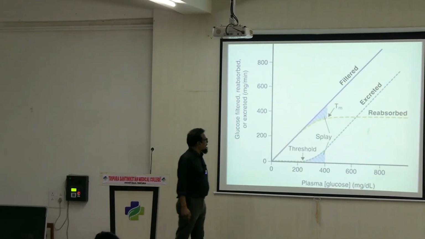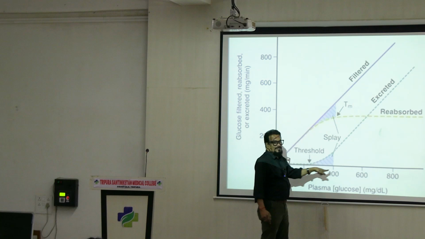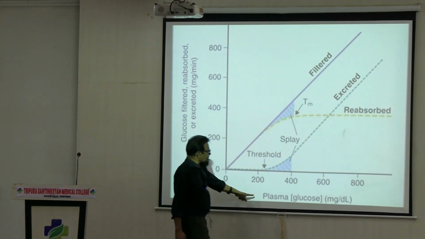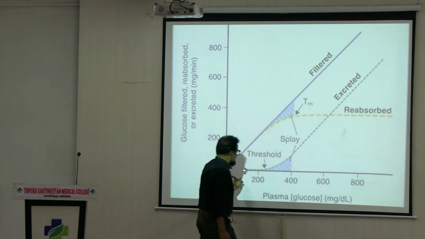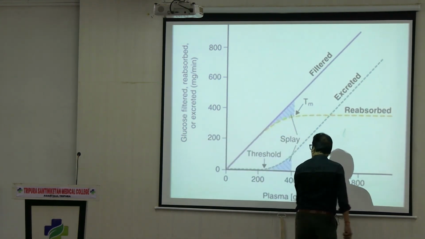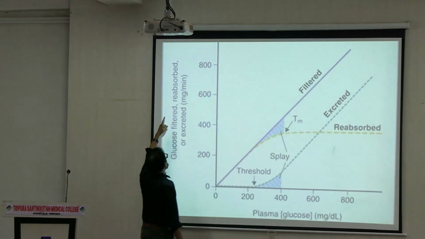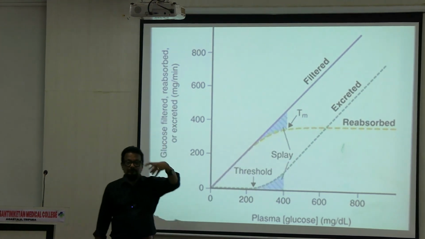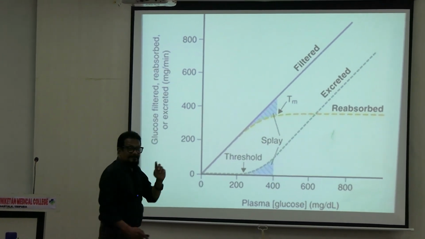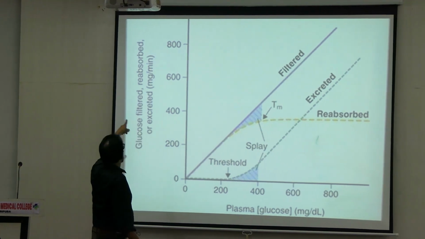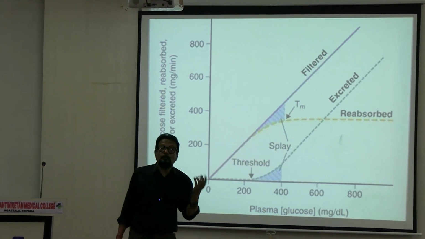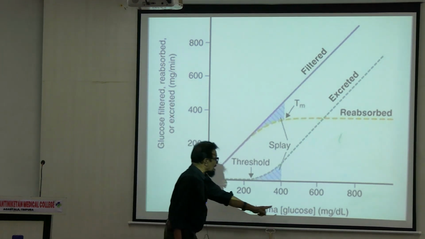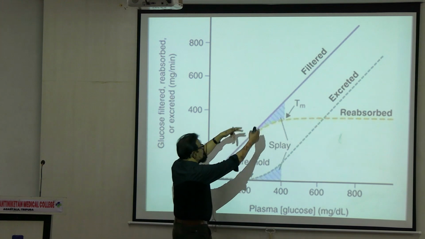And the question comes: what is the relationship? The graph explains the relationship of plasma glucose level. This is the plasma glucose level, and this is the filtered load of glucose in the filtrate. Load of how much glucose is passed, in milligram per minute. What is the rate? Load. So this is the load, and their relationship is explained.